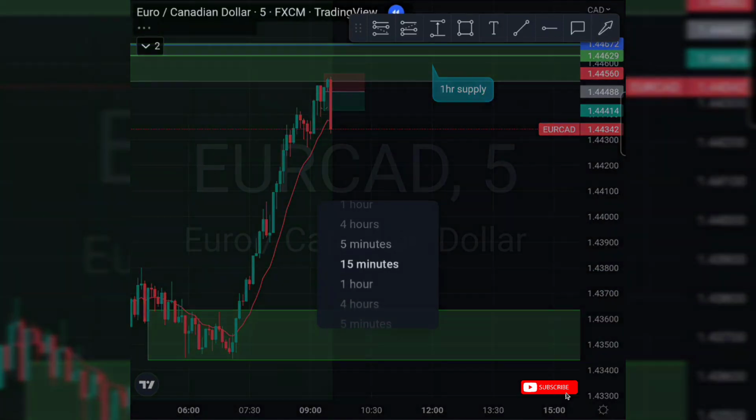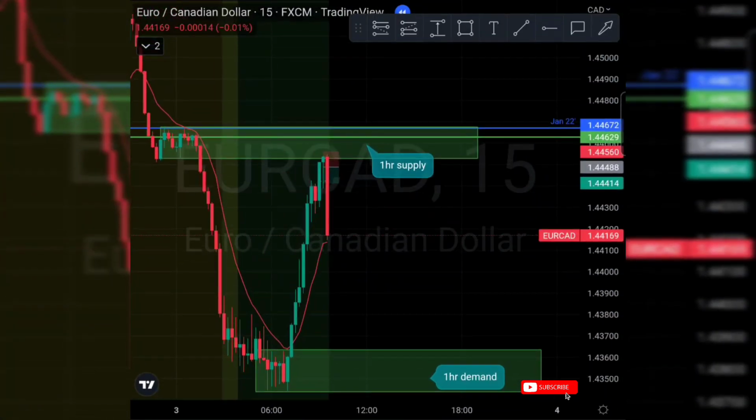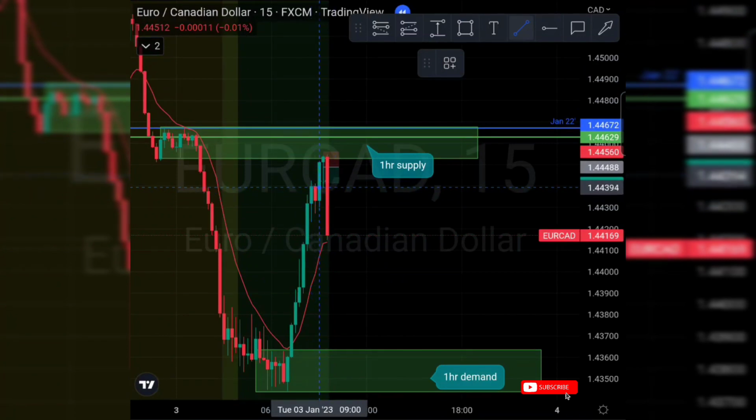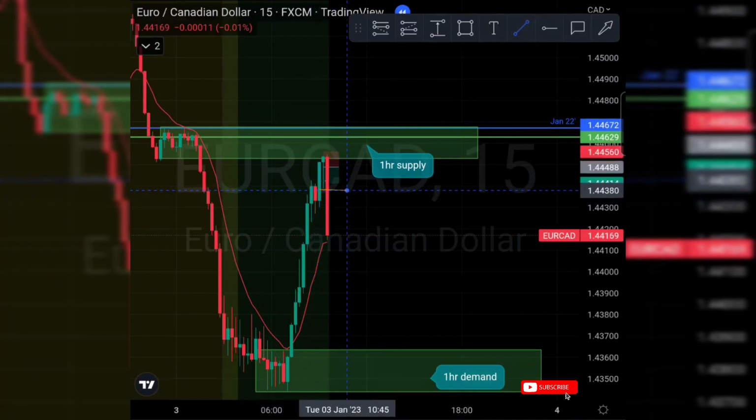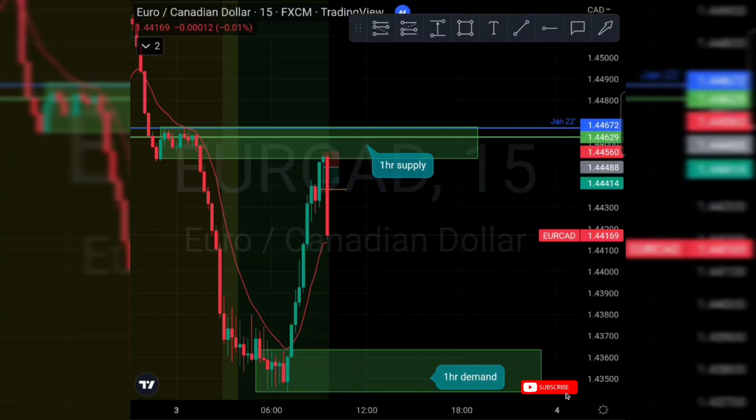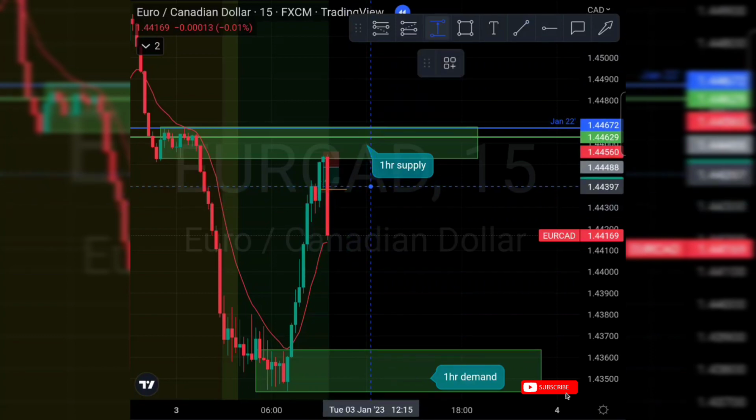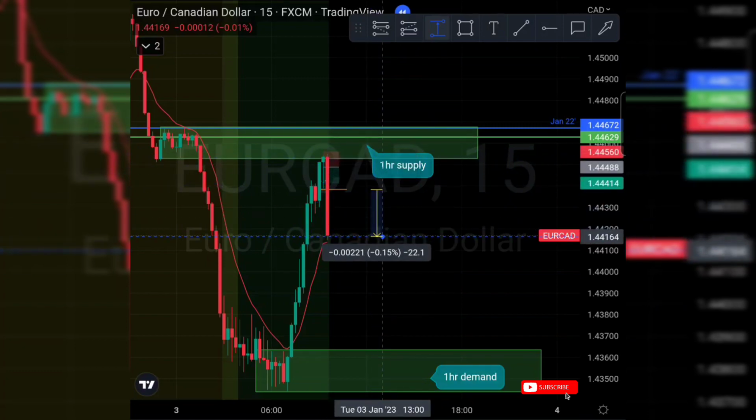So what I like to do is go to our 15-minute, and we can mark up where the 15-minute break happened. This is where the 15-minute people are getting in. We can mark up there 1-to-1. Stop loss is about 18 pips.